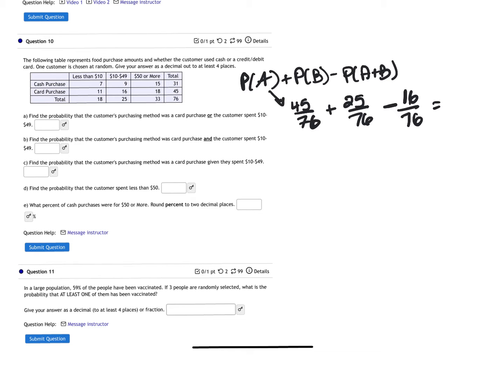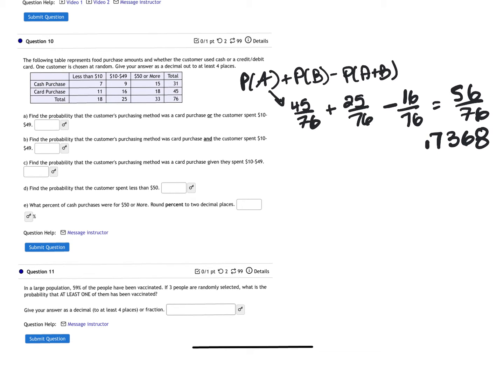And then just do this math on your calculator. They're common denominators, so you just add the numerators up. And it does say to give it as a decimal in 4 places. So this would be the same as 56 over 76, and as a decimal in 4 places, that's 0.7368.